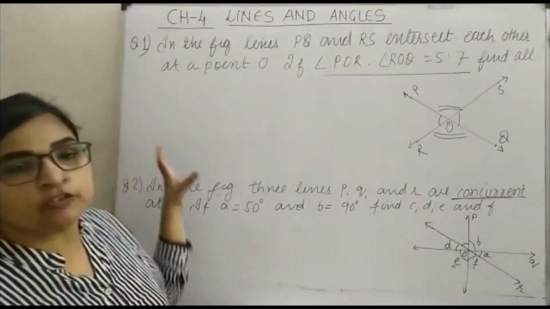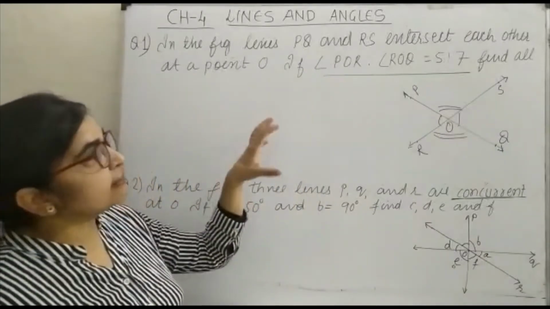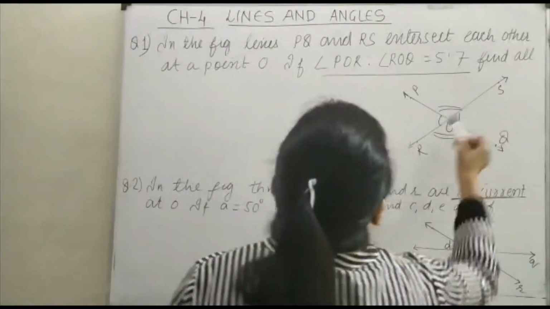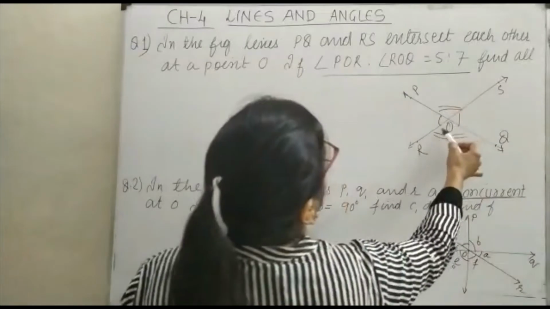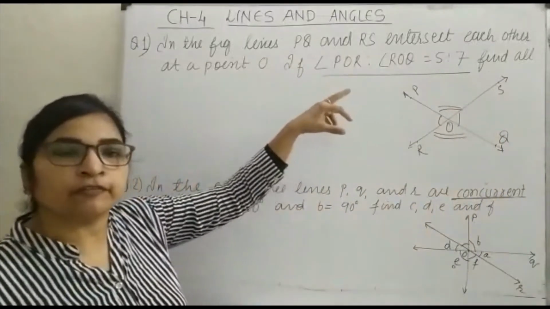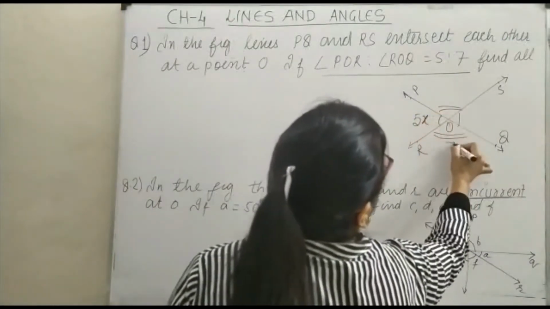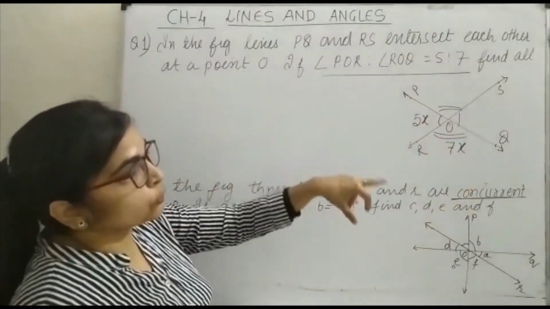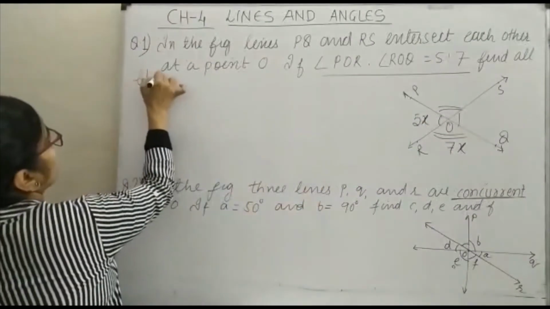Let us see. Our first question is, in the figure lines PQ and RS intersect each other at a point O. You can see that PQ and RS intersect at a point O. It's given that angle POR and angle ROQ are in the ratio of 5:7. So this angle is 5x and this angle can be written as 7x. You can see that POQ is a line. We are supposed to find all the angles.